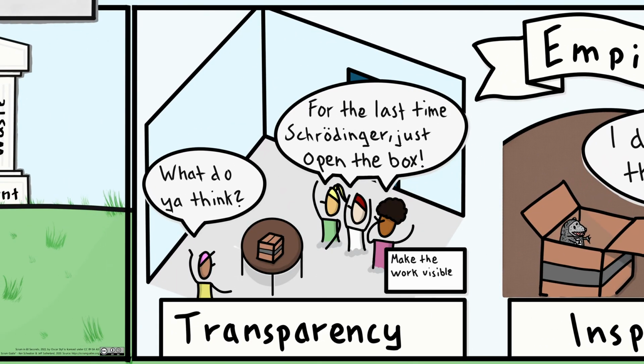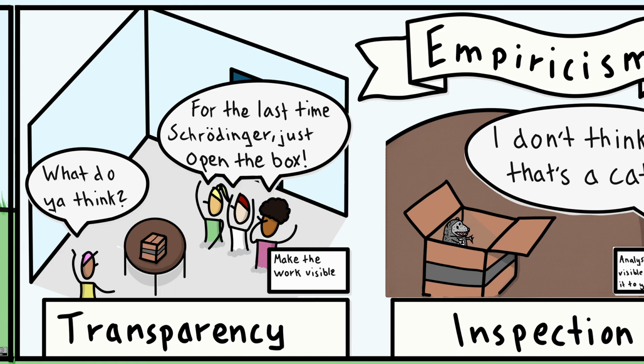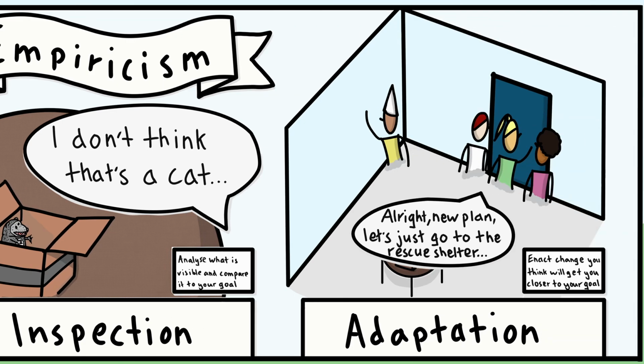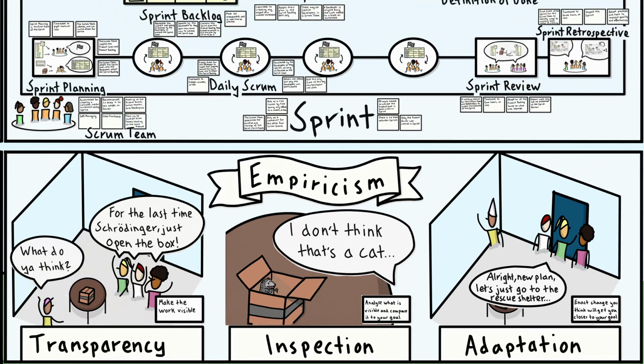That is, transparency, through making the work visible; inspection, by analyzing what is visible and comparing what you find with where you would like to be; and adaptation, enacting a change that you believe, based on your analysis, will get you closer to where you want to be. That should suffice for the purposes of this video.